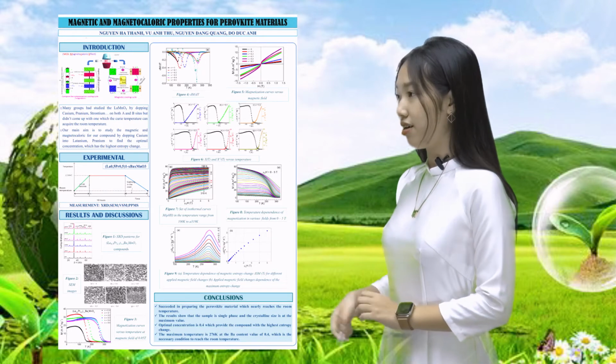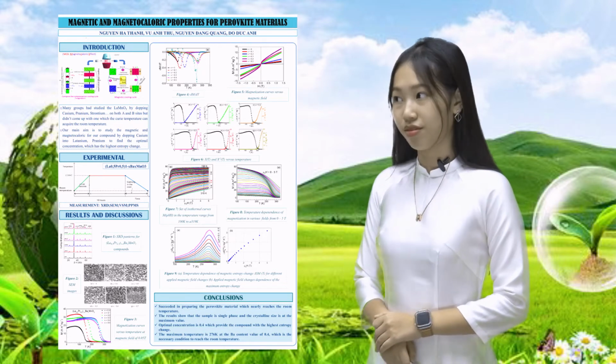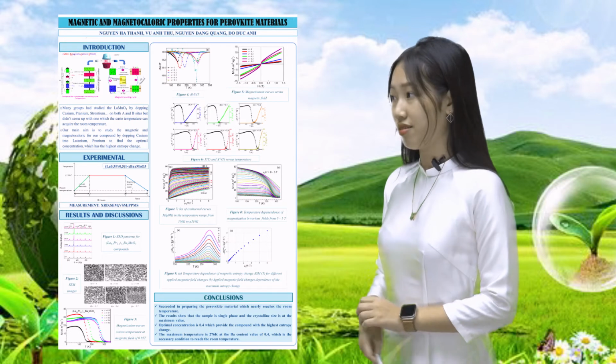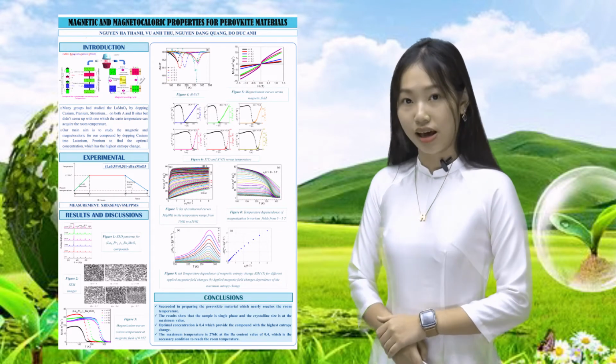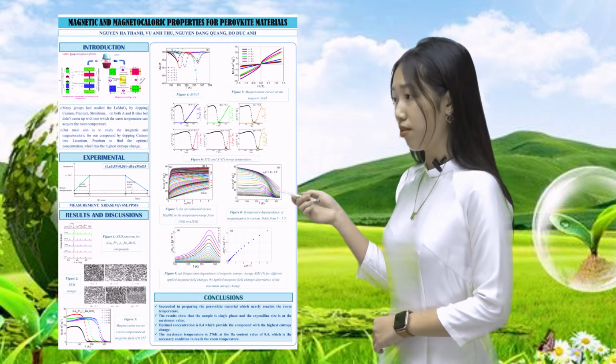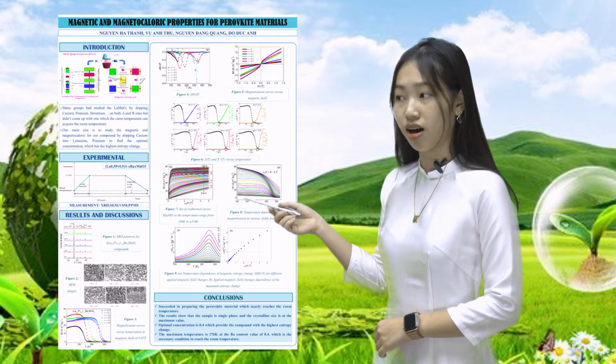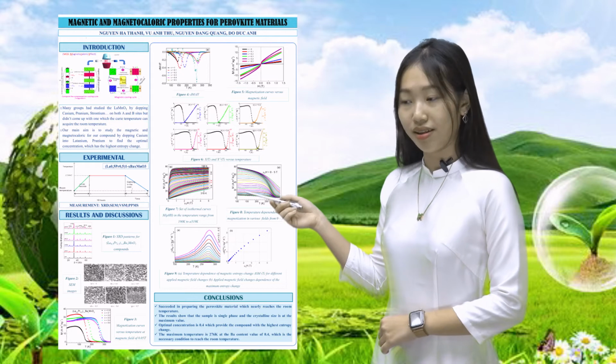Figure 2 shows the SEM images of all samples. They are rather porous. The grain sizes are quite equal to the crystalline size of 100 nanometers, which is approximate to the average crystalline size calculated from the XRD patterns.